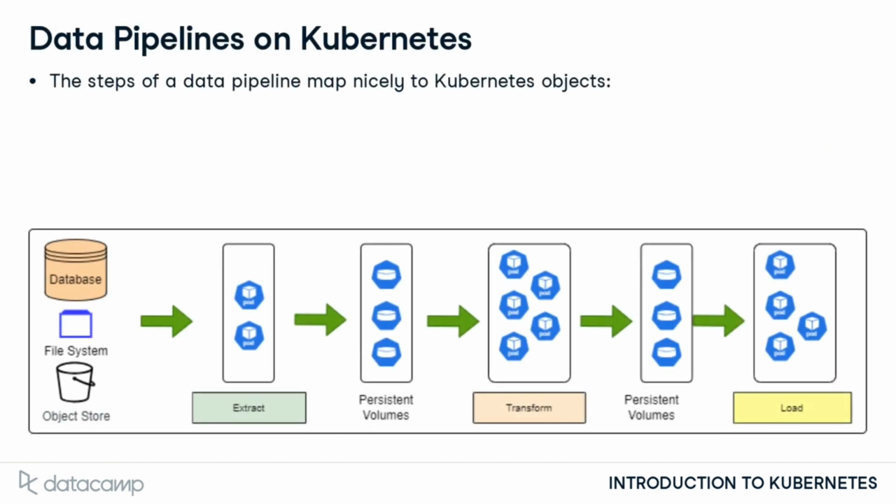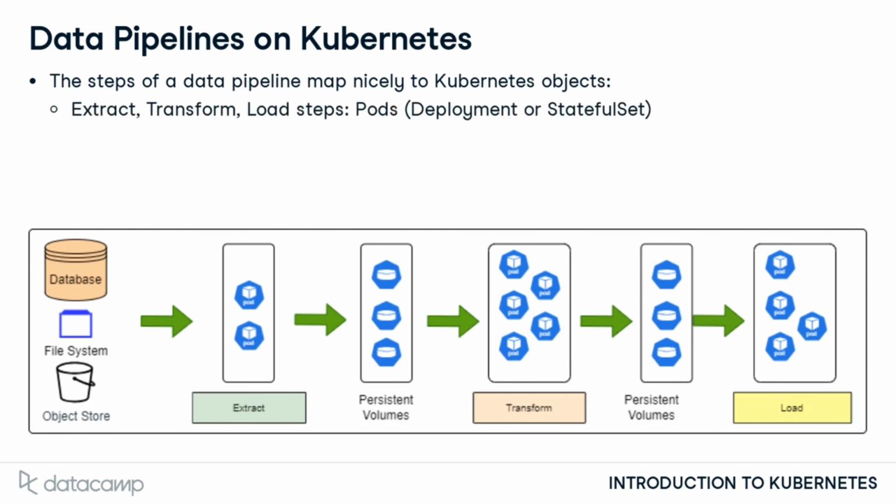ETL as well as ELT data pipelines map nicely to Kubernetes objects. Our extract, transform, and load steps can be deployed using deployments or stateful sets, and the data that gets extracted and transformed can be stored using persistent volumes.